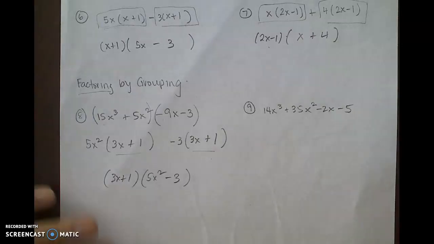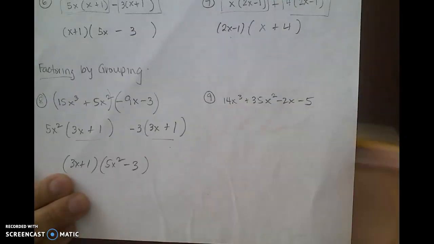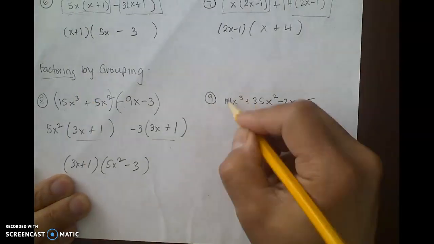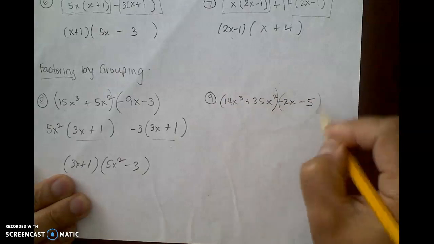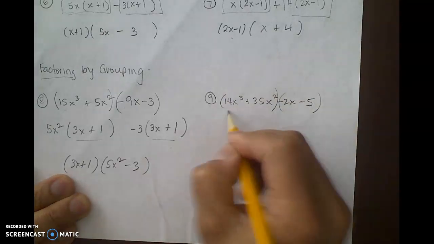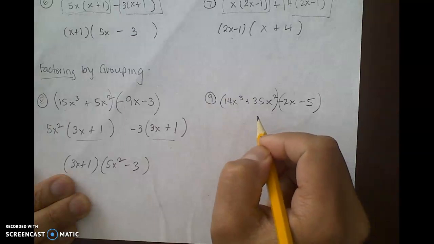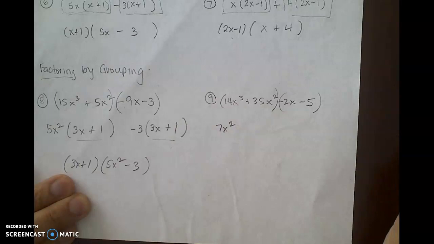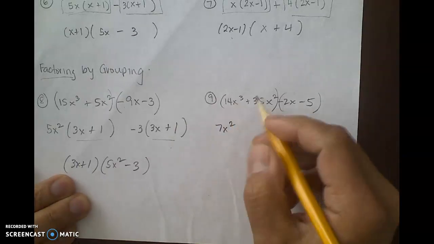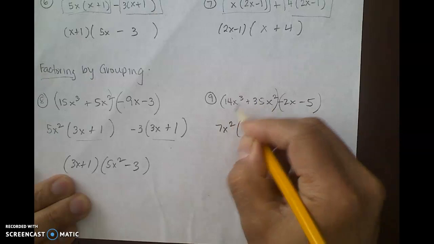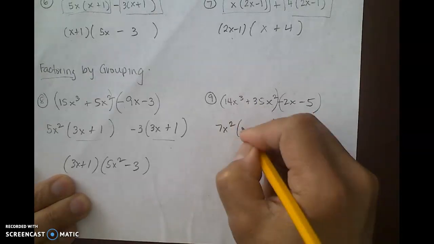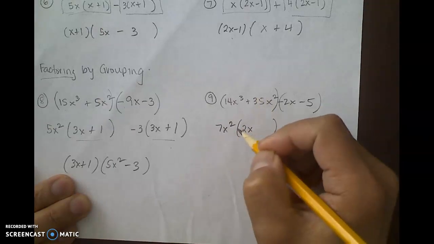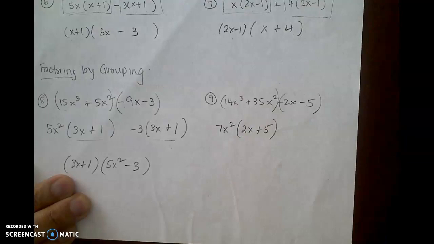Okay, so I'm going to do it one more time here with number 9. I've got exactly 4 terms, so we want to use factor by grouping specifically. So I'm going to group these 2 together, and I'm going to group these 2 together. For the first 2 terms, I'm looking for the GCF. 7x squared is the greatest common factor for those 2 terms. 14x cubed divided by 7x squared is 2x. 35x squared divided by 7x squared is a positive 5.